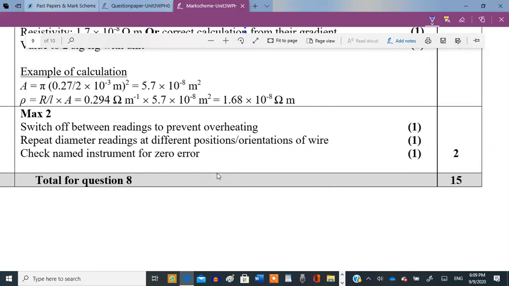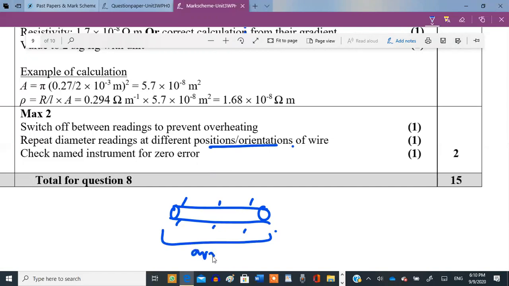Switch off between 2 readings to prevent overheating means that when you have already measured one reading using the voltmeter and the ammeter and the stuff, then you should switch it off to prevent overheating. Then the second part says repeated diameter readings at different orientations of wire. What's the benefit of that? Well, the benefit of that is you actually get a range of values. Okay, over here it's a different value, over here it's different, over here it's different, and then you could just take an average of those diameters, right?